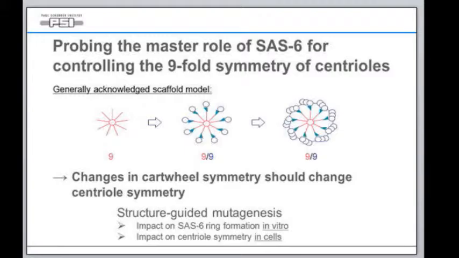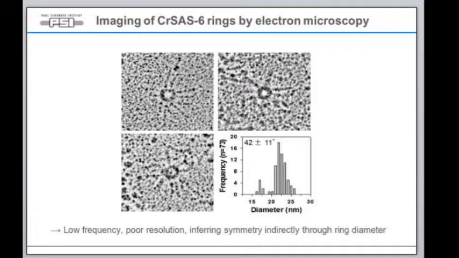We assessed the impact of mutations on SAS-6 ring formation in vitro and subsequently tested the impact on centriole symmetry in cells. And first, what we needed to improve is obviously also our in vitro imaging method to assess the symmetry changes of the cartwheel-like structures in vitro. So that's the rotary metal shadowing. Typically, there were not that many particles found on EM grids. The resolution is quite poor, and we had to infer symmetry indirectly through the ring diameter.